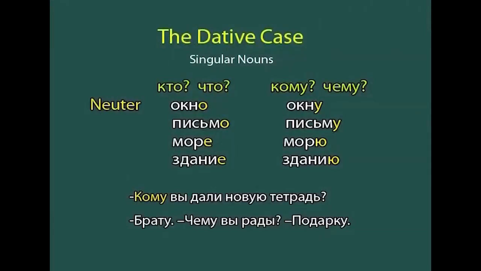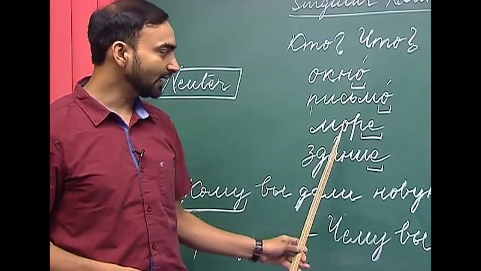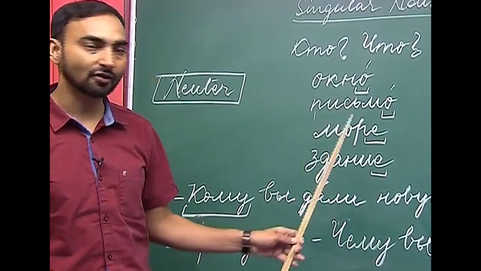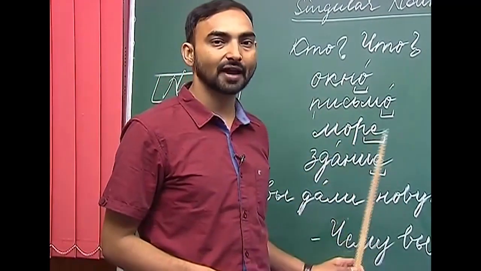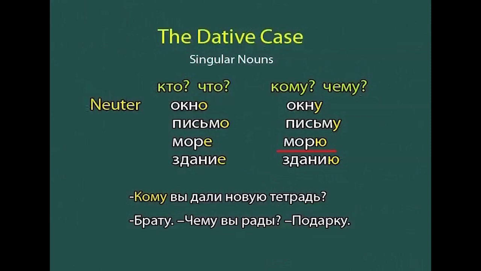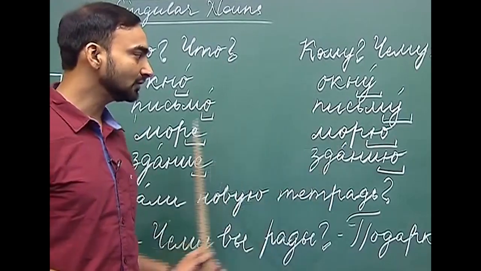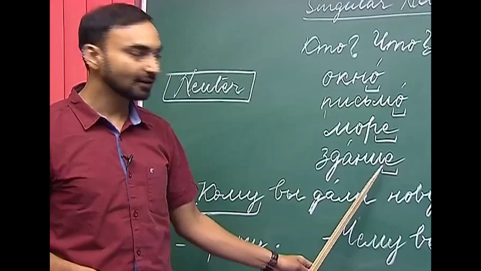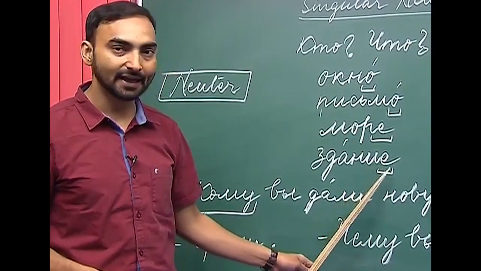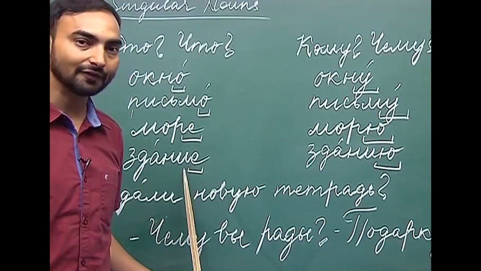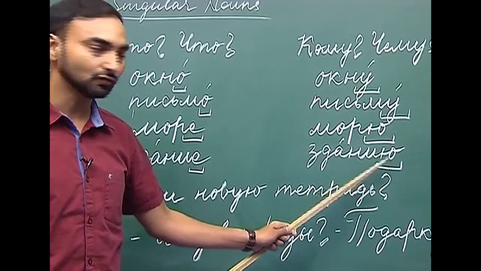Now, the third neuter gender noun we have is more. More ends with a soft vowel ye. So, this is a noun with a soft ending. What happens when we have a soft ending neuter gender noun in the dative case? This ye is replaced with the soft vowel yu. Ye, yu, more, moryu. Zdanie again has a soft ending which is ye at the end. So, we will replace the soft vowel ye with the soft vowel yu.